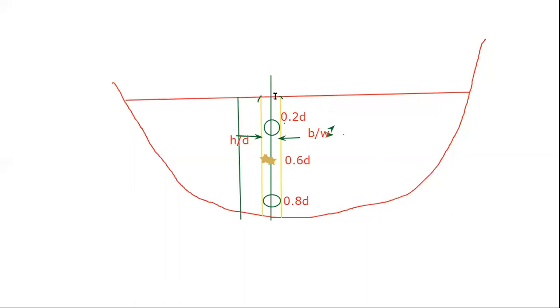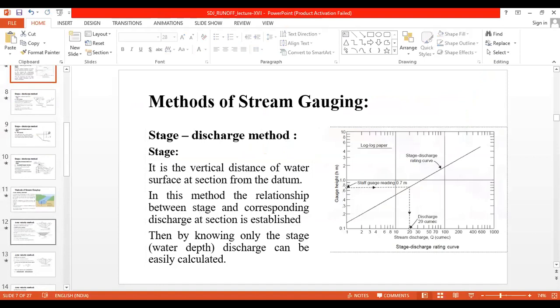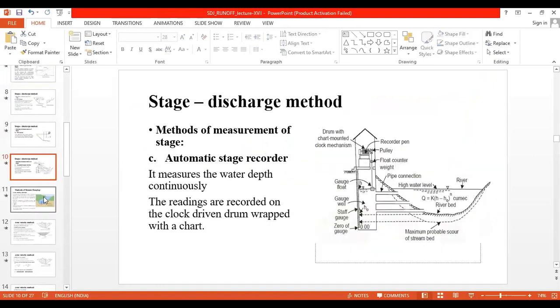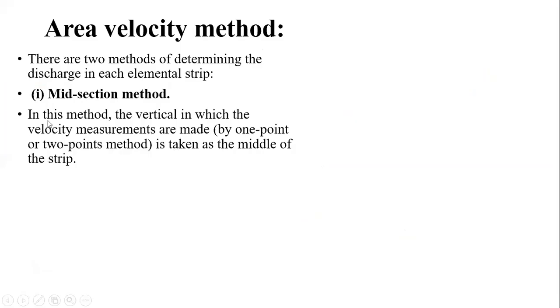यानी कि मिड सेक्शन मेथड में क्या किया जाता है, जो भी रीडिंग्स लिए जाते हैं, यानी कि डेप्थ का होगा, वेलोसिटी का होगा, वो सब रीडिंग्स वो वर्टिकल के सेंटर पे लिए जाते हैं. This is about our first method, that is the mid section method. Okay, I will discuss that again with respect to some of the examples we will go for. So the readings, that is velocity and depth, will be taken exactly on the vertical, which will be exactly at the center of that vertical.